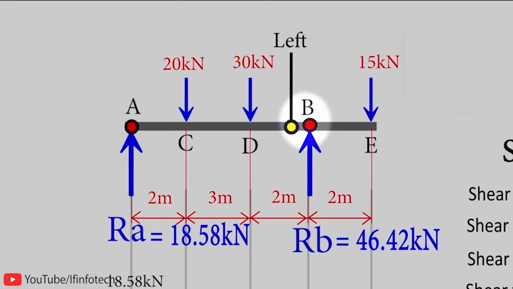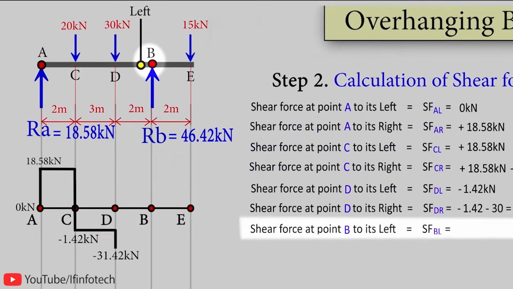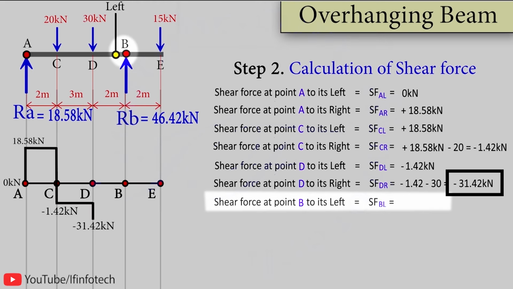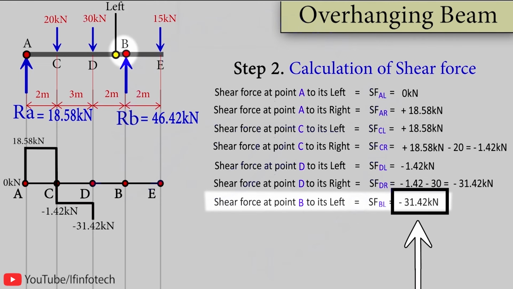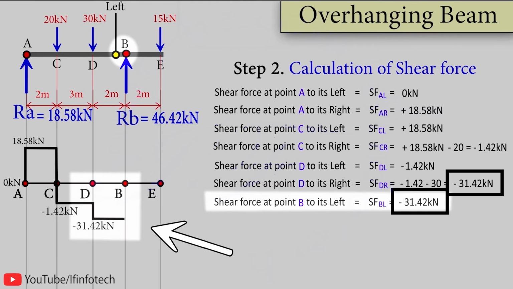Now I am going to the section left of point B, that is SF at B to the left. Then there is no load on the beam between point D and point B on its left side. Therefore, shear force remains constant. That is, shear force at point B to the left is equal to minus 31.42 kN. Now there is no variation in shear force value, so make a horizontal line with shear force value as minus 31.42 kN.